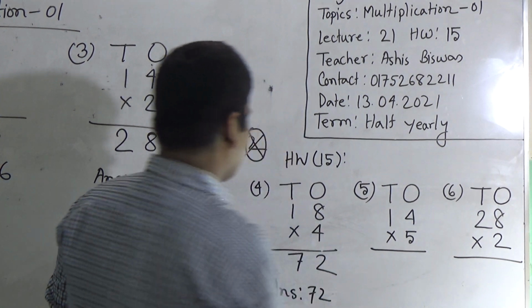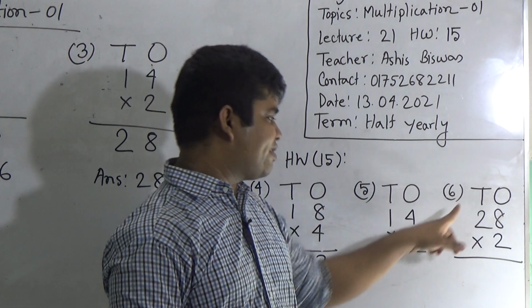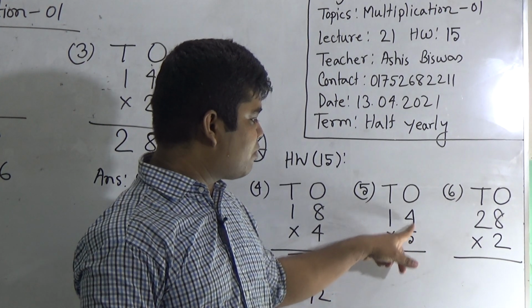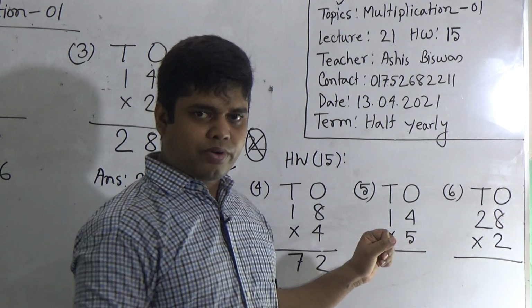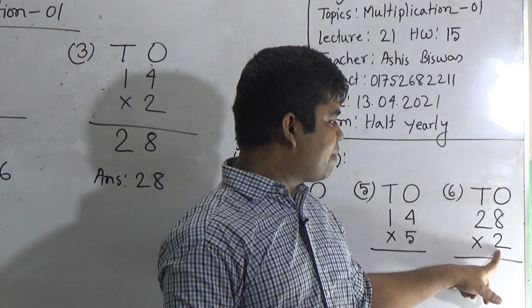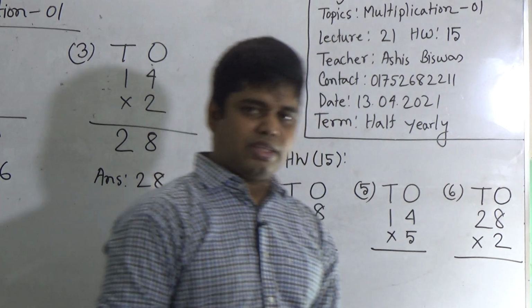Just like question number 4, you must solve question number 5 and 6. Here 14 multiplied by 5. So at first you multiply this 4 by 5, then you multiply 1 by 5. Then 28 multiplied by 2. First you multiply 8 by 2, then you multiply 2 by 2 and you get the answer.